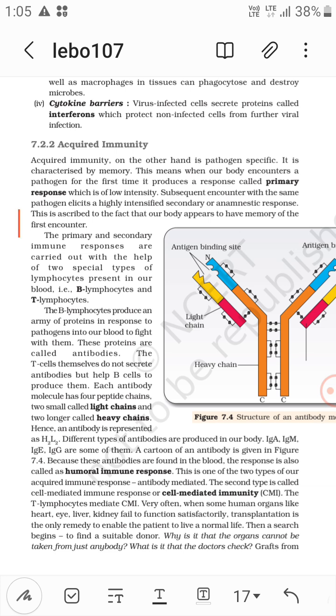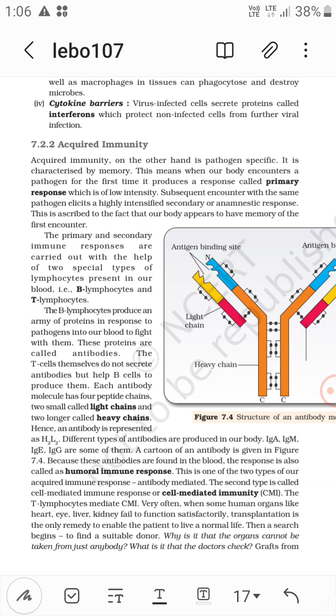This means when our body encounters a pathogen for the first time, it produces a response called the primary response, which is of low intensity. A subsequent encounter with the same pathogen elicits a highly intensified secondary or anamnestic response. This is ascribed to the fact that our body appears to have memory of the first encounter. So in the second encounter, the response is highly intensified compared to the first one, because the second time we have the memory of the first one, we know that pathogen.